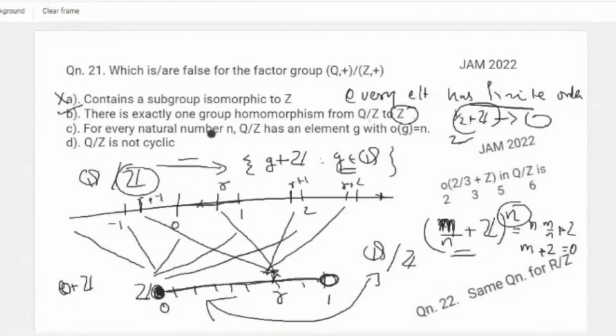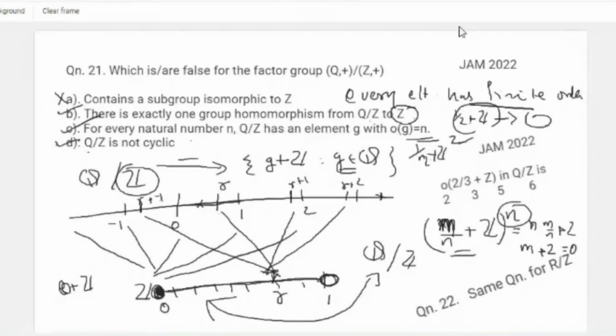Then for every natural number n, it has an element g such that the order of g is equal to n. Just consider 1 by n plus Z. What is 1 by n plus Z? It's a member in Q over Z. Its order is n. Also, Q over Z is not cyclic, that is also true. It cannot be cyclic. It is neither Zn nor Z. So it is not cyclic. It is true.